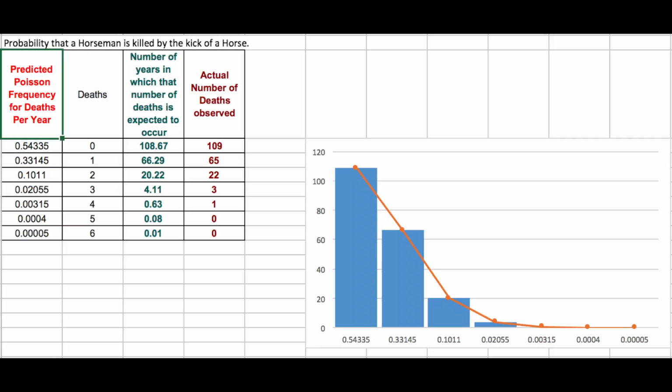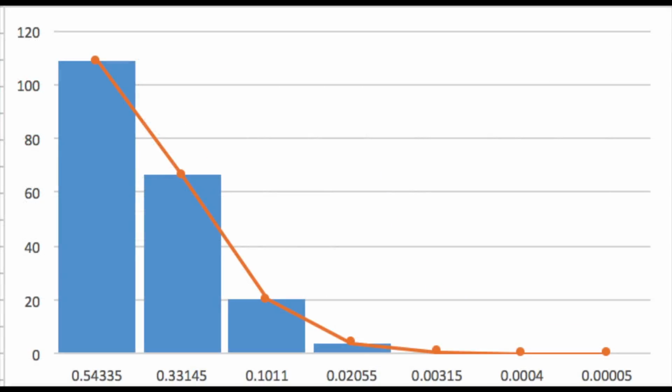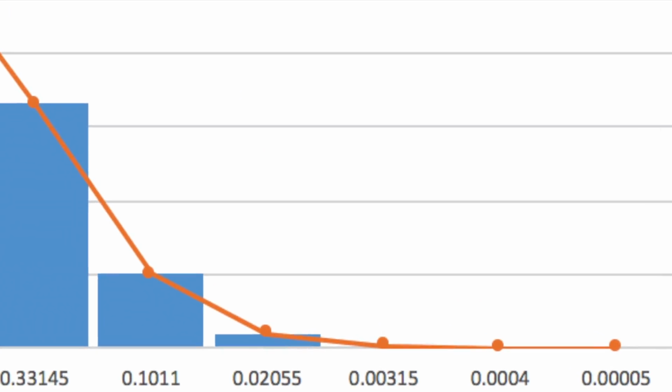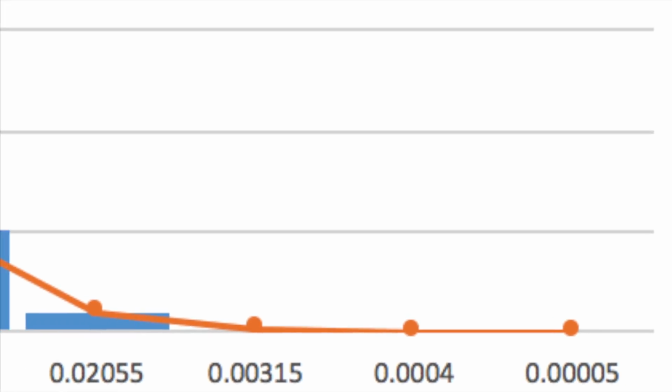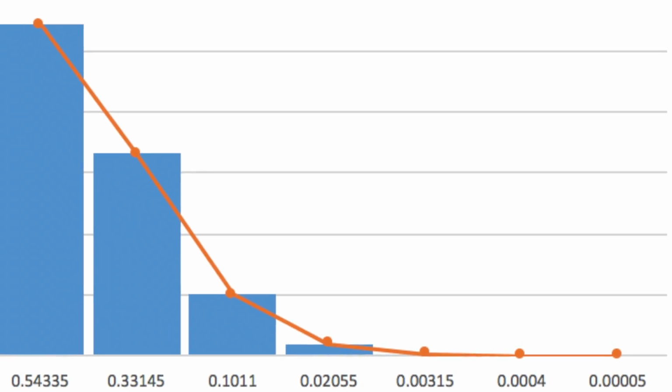Graphically, the Poisson distribution looks like this. Whenever lambda equals 10, the graph will look like a normal distribution graph. And as the value of lambda gets smaller, the right tail will get larger.